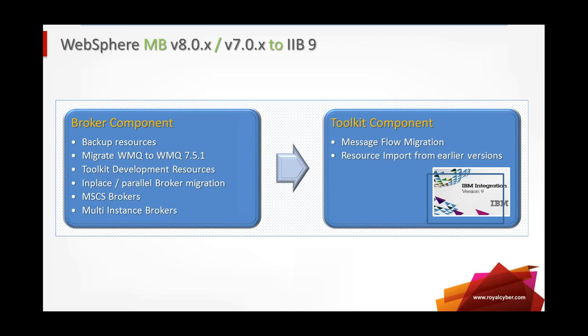Then we will talk about the in-place and the parallel migration. And we'll talk about how to migrate the brokers which are using Microsoft Cluster for high availability. Then we talk about the multi-instance feature: which brokers have the multi-instance feature, and what steps we have to take when migrating multi-instance brokers. The same applies to the toolkit component. We will talk about the steps and the things we have to take care of for migrating our message flows, and how to import the earlier version of the resources.